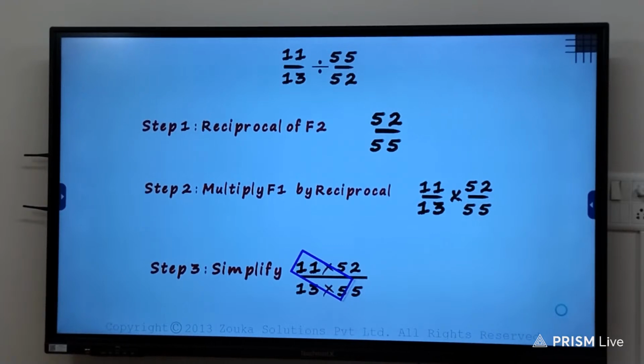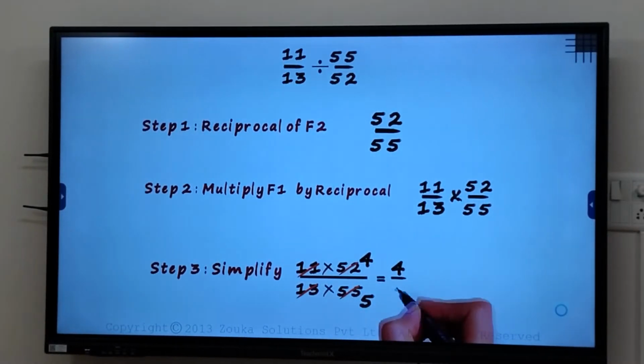11 and 55 have 11 as their common factor. 11 times 5 equals 55. 13 and 52 have 13 as their common factor. 13 times 4 equals 52. The fraction has reduced to 4 by 5.